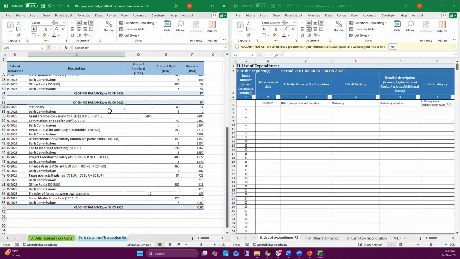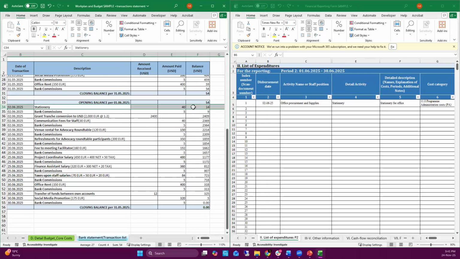And let's see what's happening in the bank statement. So we had 54 USD left. After we paid 40 USD for the stationery and bank commission, we are left with 9 USD. But we now know that we need to pay the communication fees for the staff, which is 30 euros, like 40 euros equivalent, okay, not equivalent, sorry, but we need to pay 40 USD generally. But we don't have enough balance left on the USD account.